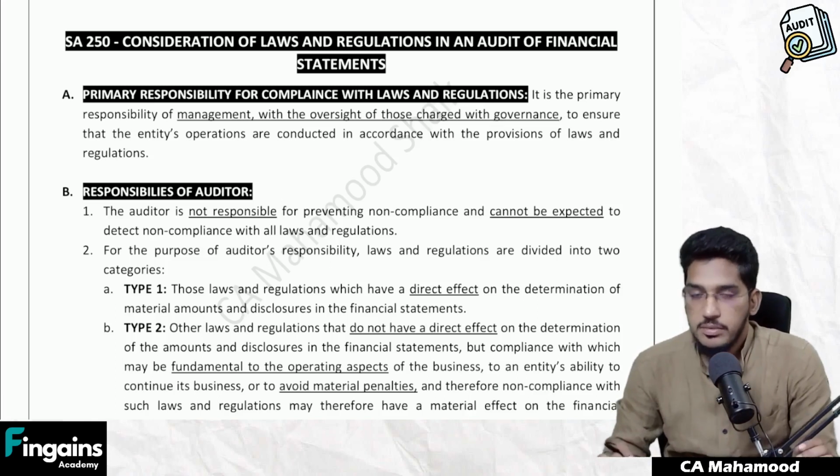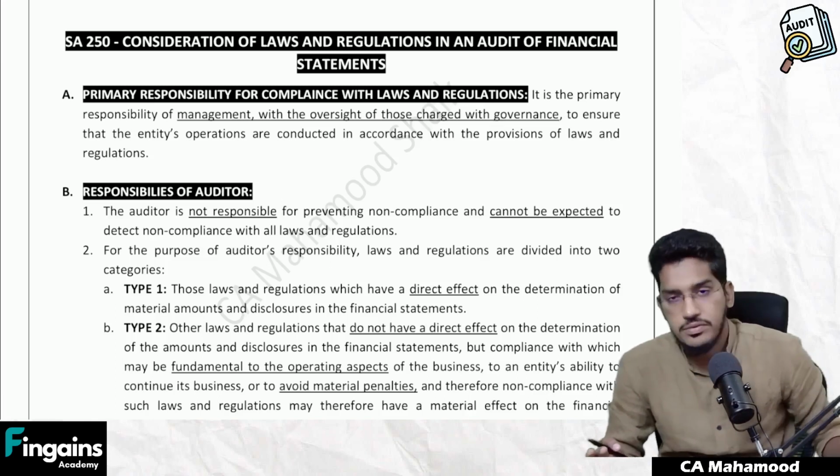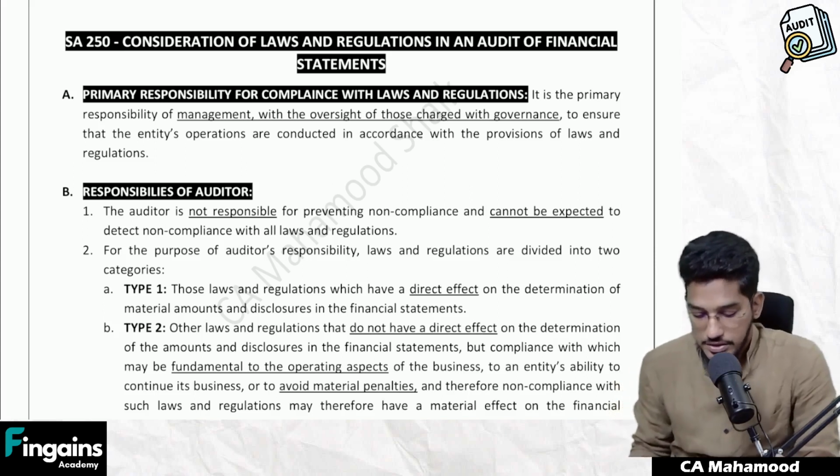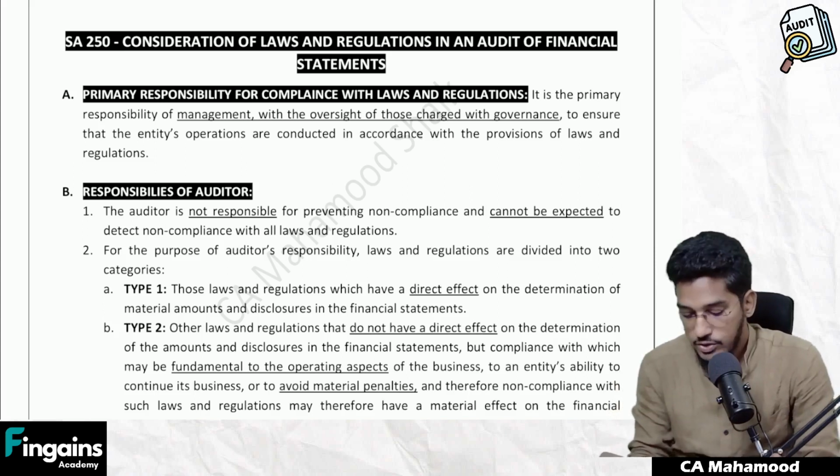So, from this session, we'll be starting to discuss the technicalities of the standards on audit. In each session, we'll be talking about a different standard on audit. So, in this session, we'll be starting with SA 240.